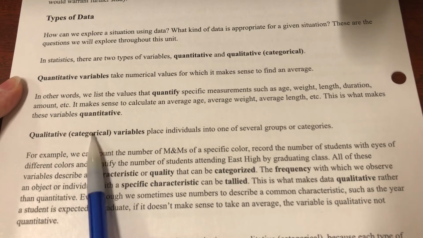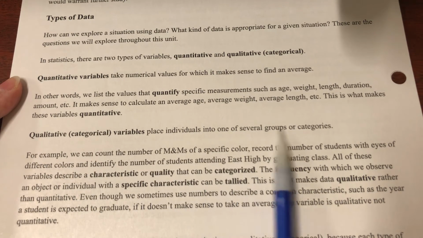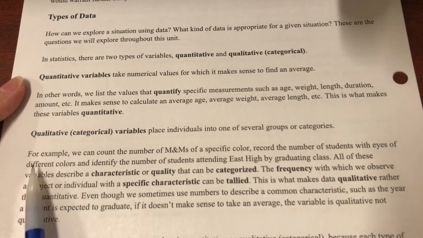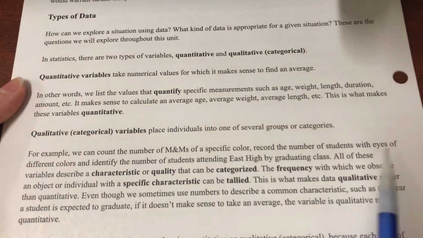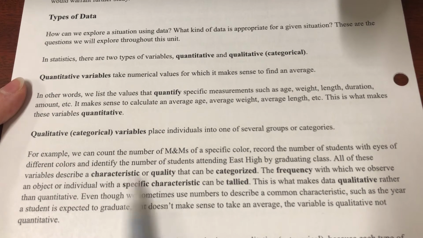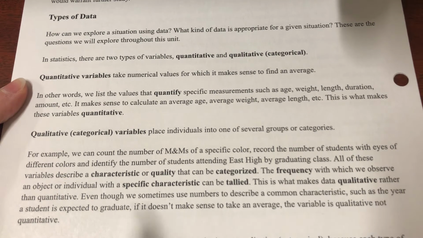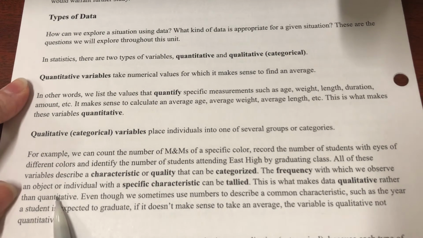Qualitative, also known as categorical variables, place individuals into one of several groups or categories. So here's some examples. We can count the number of M&Ms of a specific color. We can record the number of students with eyes of different colors. We can identify the number of students attending East High by graduating class. All of these variables describe a characteristic or quality that can be categorized. The frequency with which we observe an object or individual with a specific characteristic can be tallied. I mean, we can actually count up how many times we observe that specific characteristic.